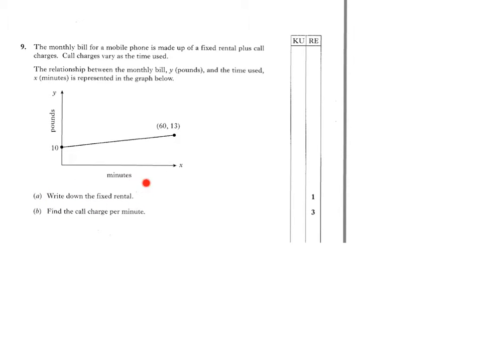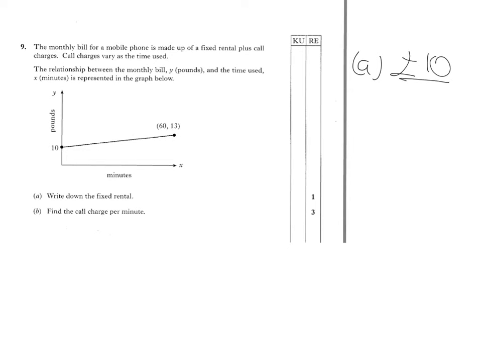Right, so what you need to do with this question, it's a kind of real life context with a straight line, and you just need to interpret what that means. A fixed rental is basically a charge that you're going to get no matter whether you use your phone never or all the time. You're always going to get charged that fixed rental, and you can see that the fixed rental there is £10. So without any time being used, the fixed rental is always going to be a £10 charge. So that's just interpretation of what's going on about a straight line in real life context.